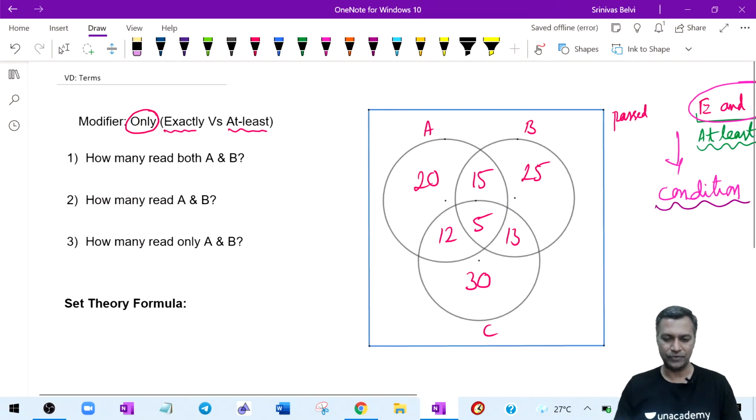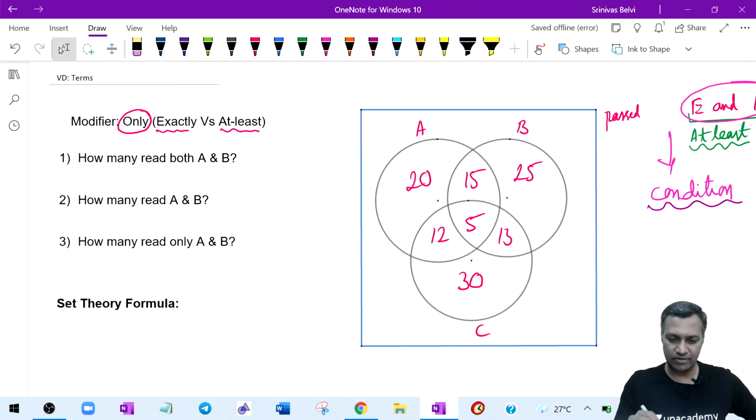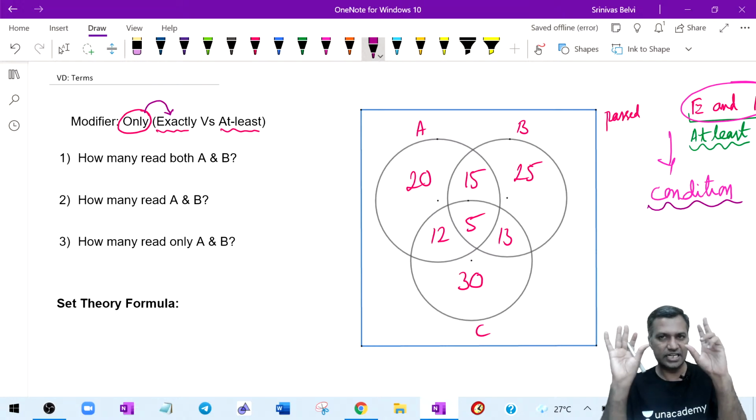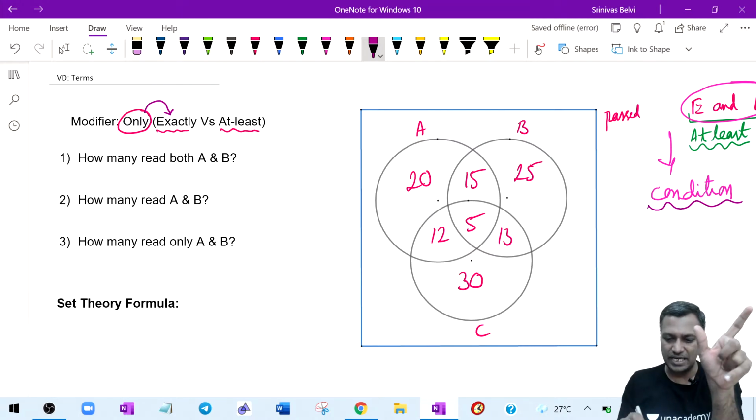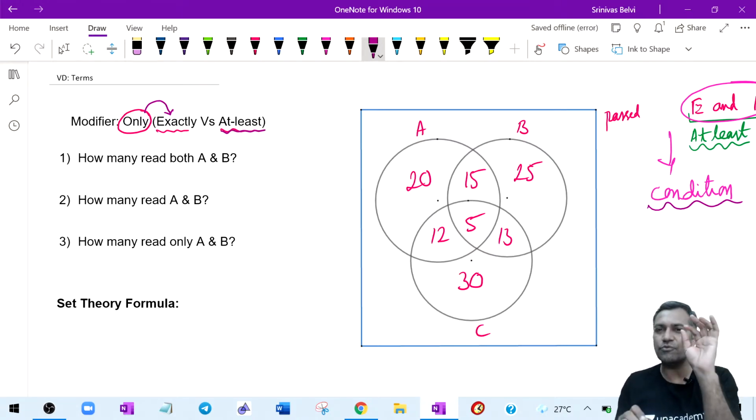Coming to this, remember very carefully. Whenever only comes, listen, key point: presence of only means exactly. Absence of only means minimum, at least. Absence of only means at least these two. Right? Presence of only means exactly.